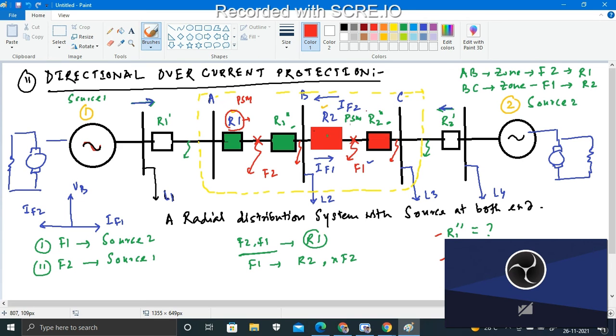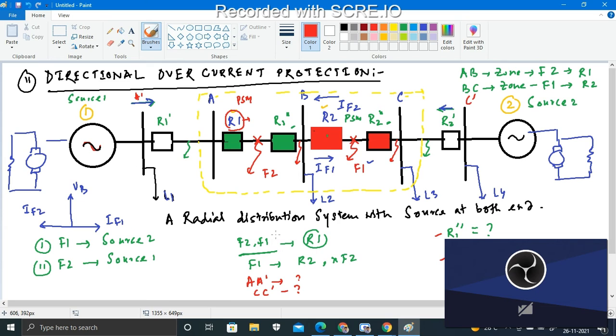It may happen that this is the A dash zone and this is the C dash zone. A fault may appear in the A dash zone, or it may appear in the C dash zone. We do not know where the fault will be, so we have to detect it using the relay and operate accordingly.